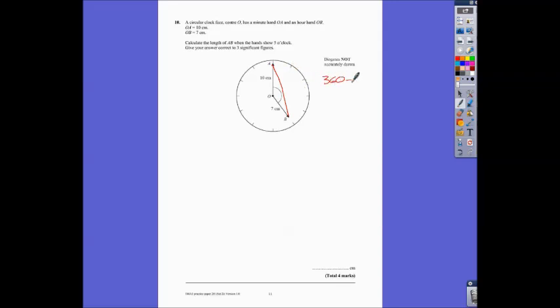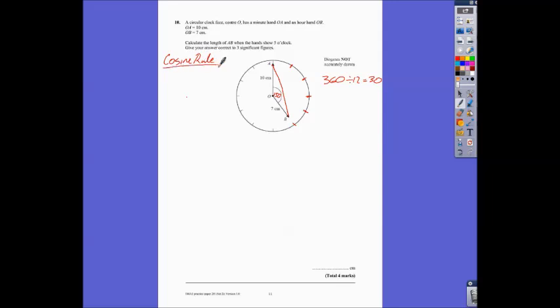So 360 divided by 12 is 30. So each of these must be 30. So 30, 60, 90, 120, 150. So this angle here must be 150 degrees. So when you've got two sides and an angle between them, you're going to be using the cosine rule.